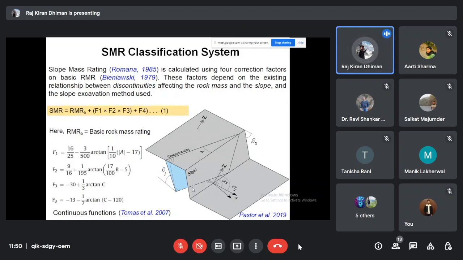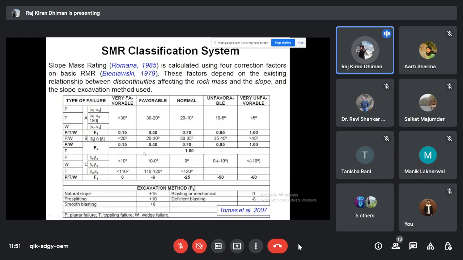But you can also imagine that if the joint is dipping 90 degrees inside the slope, there will be the development of a flexural toppling condition. So we have to consider all these things also. The F3 parameter is basically concerned with the relationship between joint dip and slope dip. For example, here you can see that this C parameter is there for planar, P means planar. You have to check beta j minus beta s. Don't get confused by this, because I will explain it sometime later.